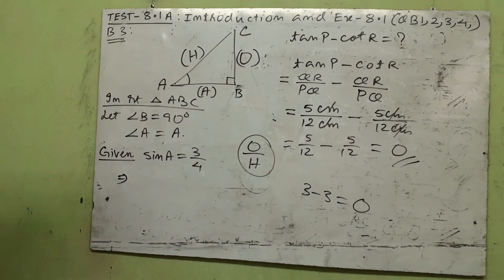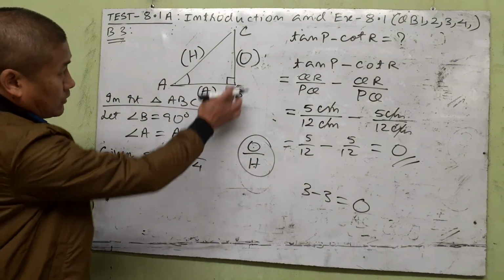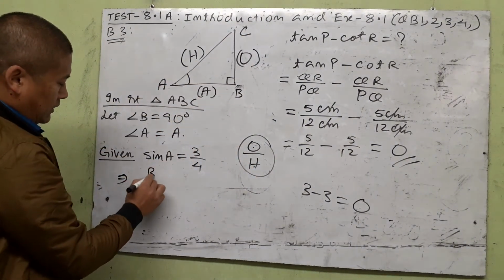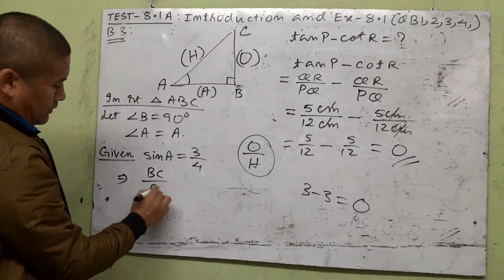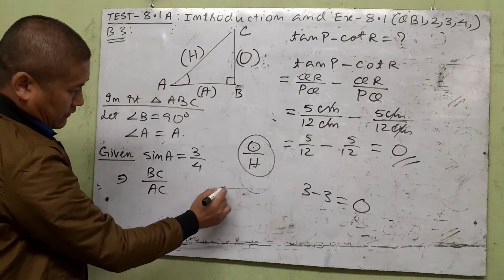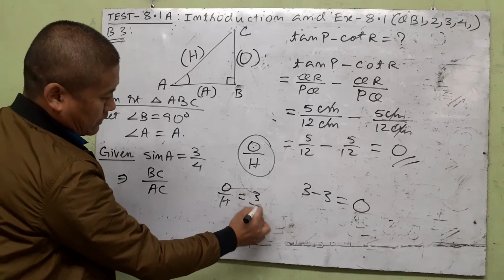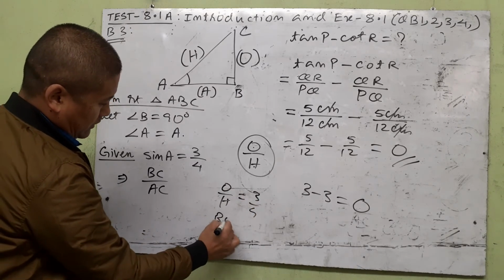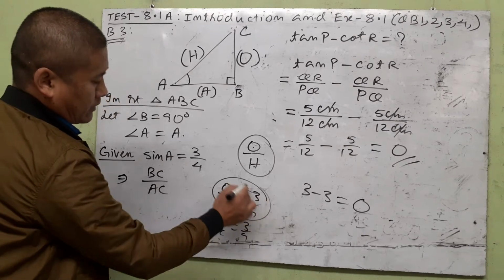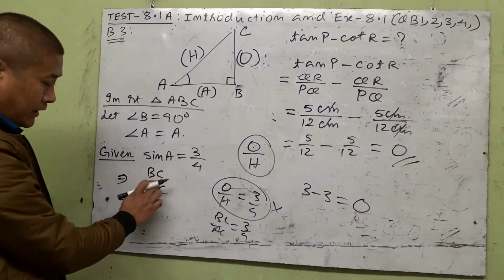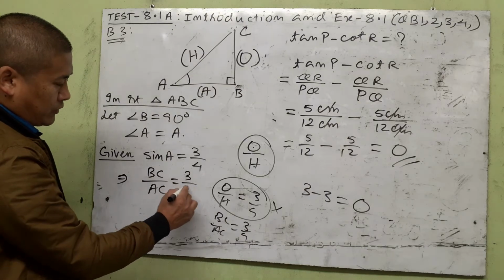Once you're there, sine A is O by H. So O is BC or CB, and H is AC. So you can write directly, avoiding the previous step where I was writing O by H is equal to 3 by 4, and then next step BC by AC equal to 3 by 4. You can avoid this step once you become comfortable and go directly here. Okay, I hope you're getting it.